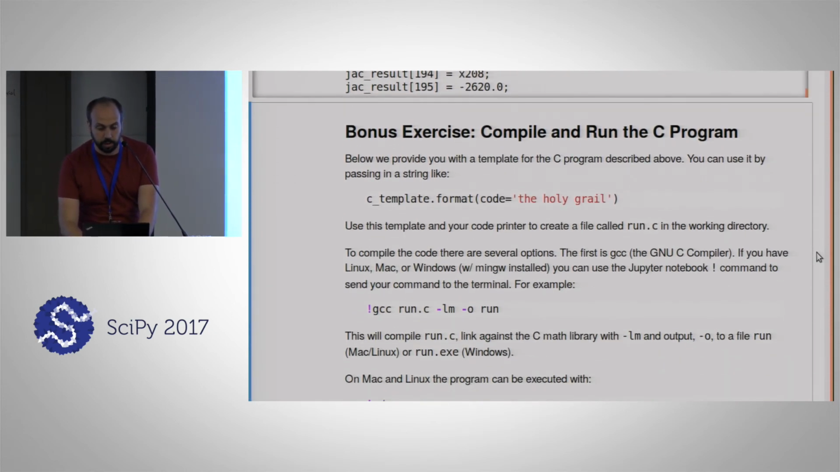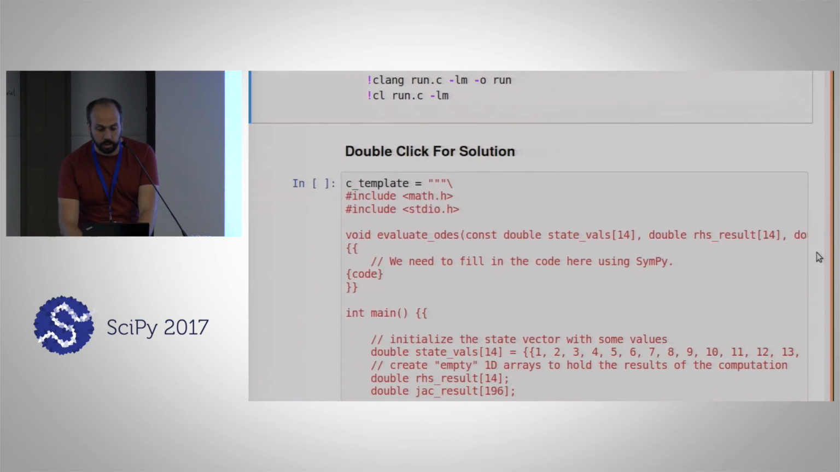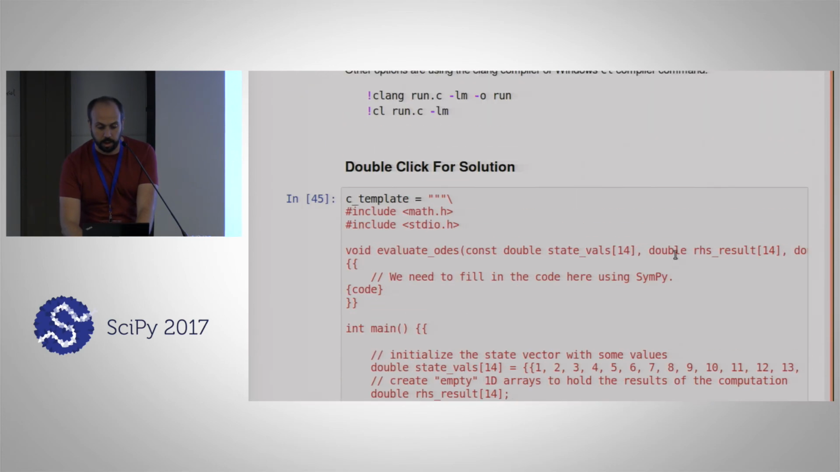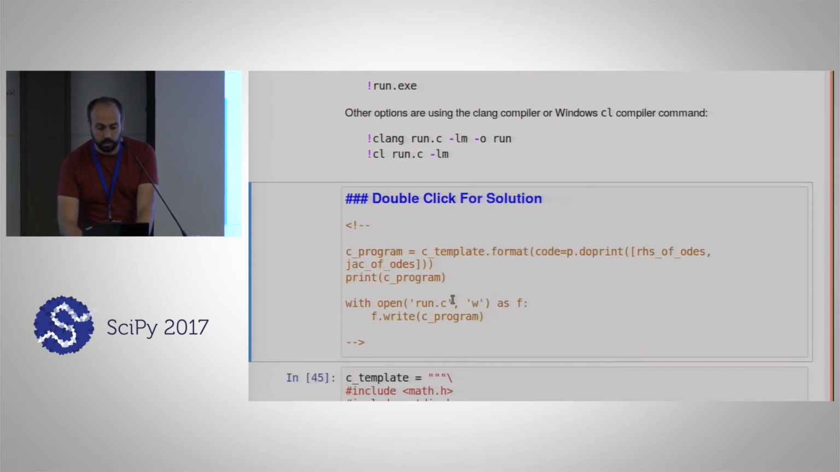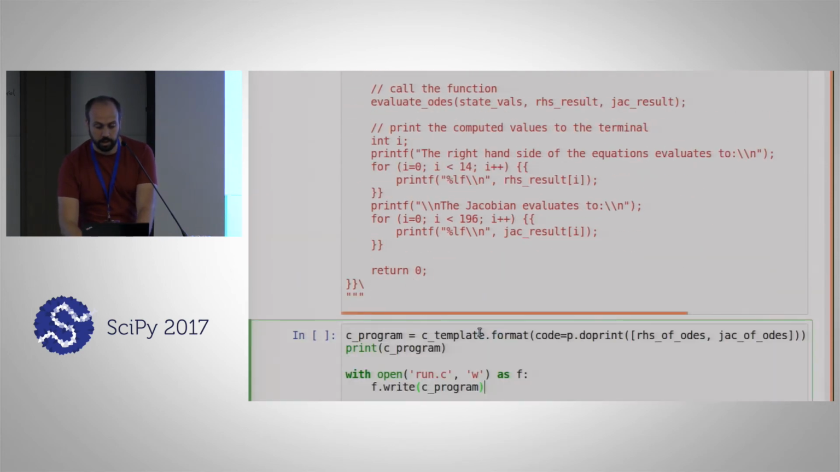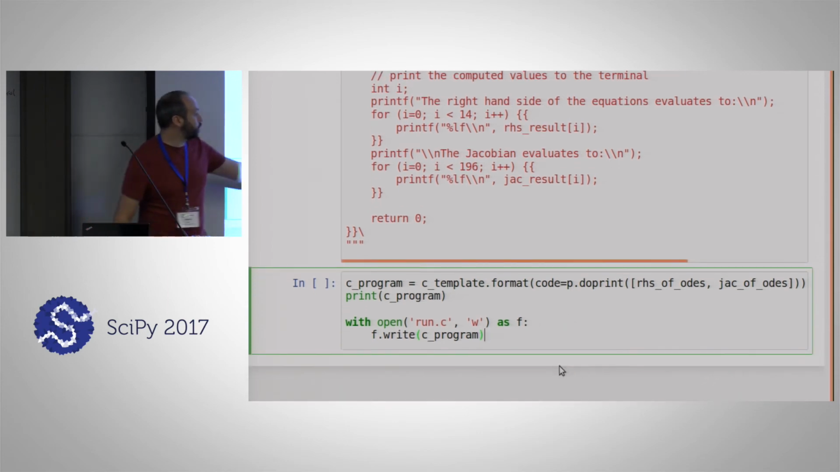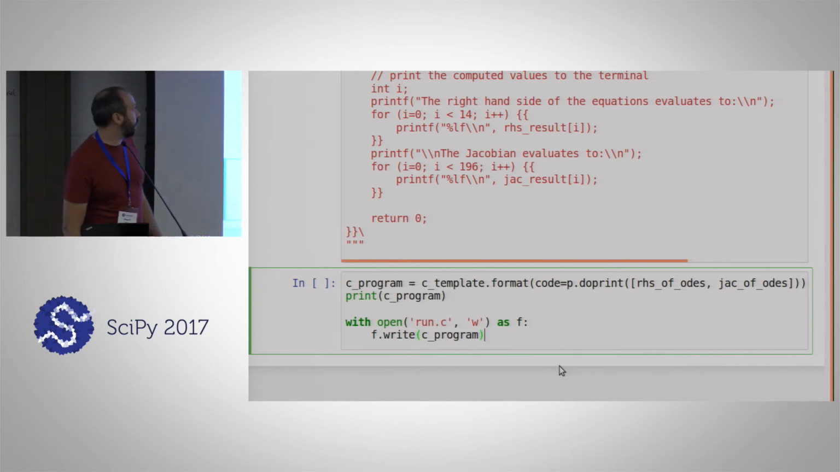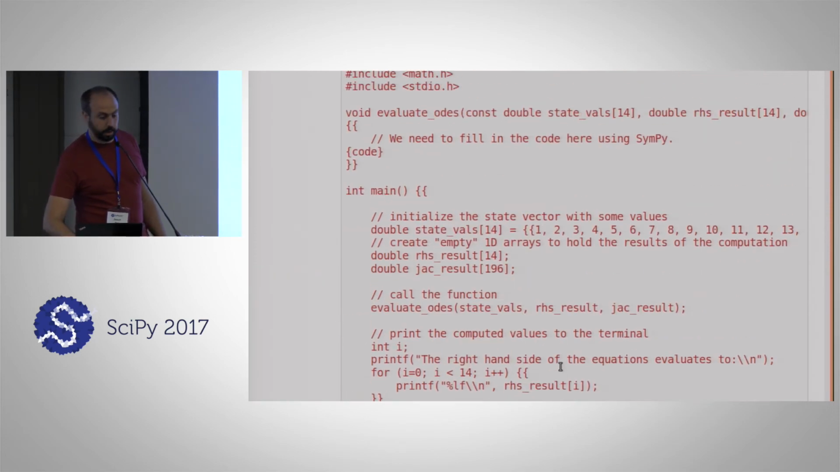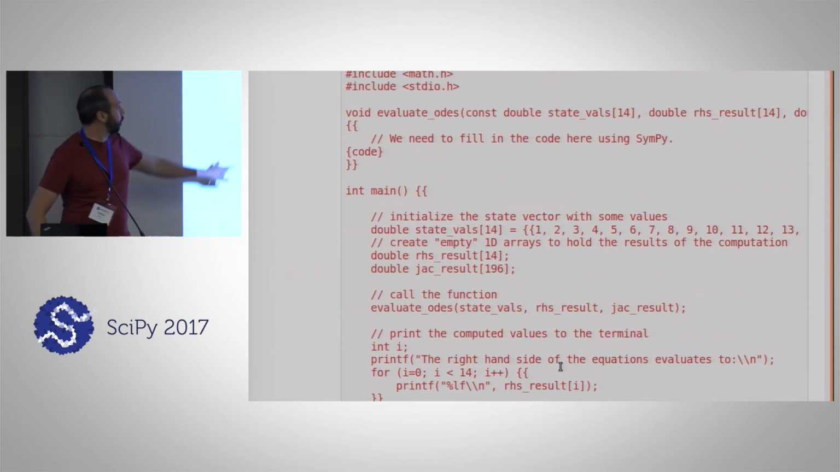And just for fun here, I'll show you the last bit. I have a little template of the code that I had before, and you can use our new printer to generate a file. So here I take the C template, I use my new printer right there to print out what I want, and I plug it in to the function in this spot right here where we need to fill in the code.